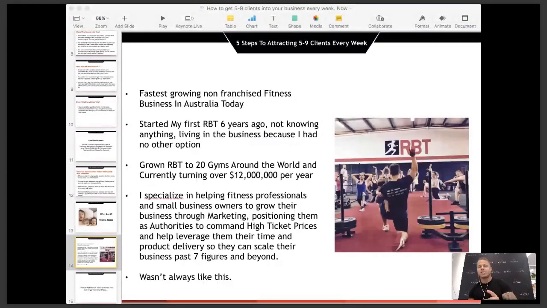But if I rewind back 7 years ago, I was literally living in my gym. I sold my car to open my first business. I had to move into the gym because I couldn't afford rent at home and actually pay my lease. I lived in a 3x3 meter room with my dog Hercules. And some days I literally couldn't afford to feed myself and I could only afford to pay for my employees.